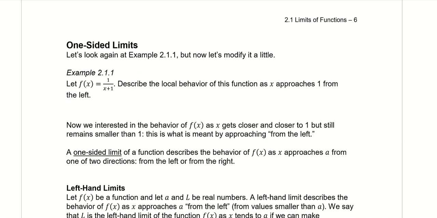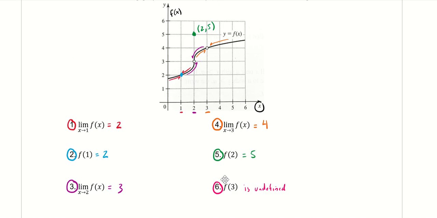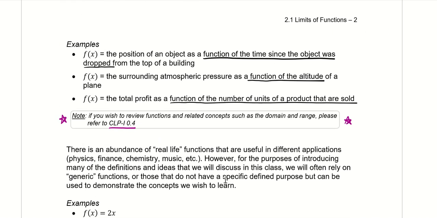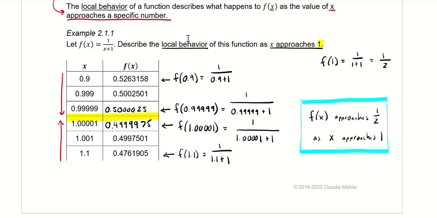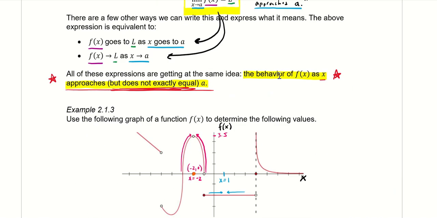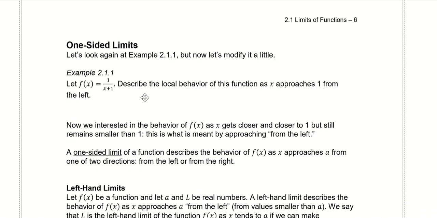Let's look back at example 2.1.1, that function that we've been talking about, but let's modify it a little bit in terms of what we're looking for. Back in example 2.1.1, let me scroll back up there. We were describing the local behavior of this function as x approached 1. This was the bottom of page 2. Now we're doing almost the same thing. We're describing the local behavior of this function, but now we're saying as x approaches 1 from the left. So what does that mean? That's our modification here.